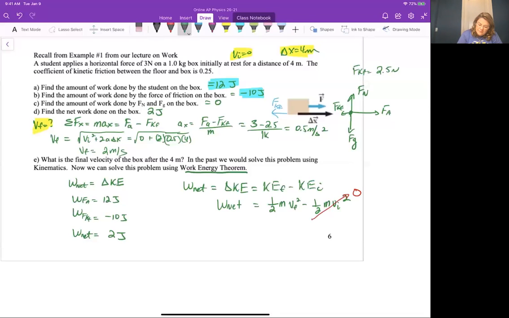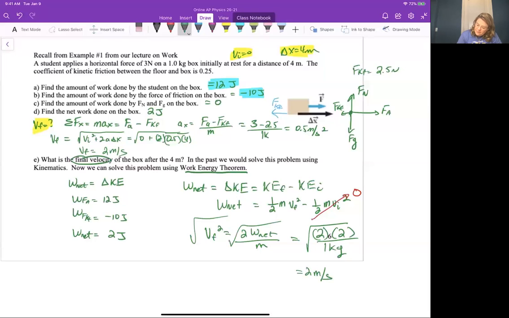What are we trying to find? Final velocity. Can I solve for final velocity? Sure I can. Final velocity squared is equal to 2 times the net work divided by mass. Take the square root of both sides. So I find it to be the square root of 2 times, what's the net work? 2, divided by the mass, which was 1 kilogram. Square root of 4 is equal to 2 meters per second.